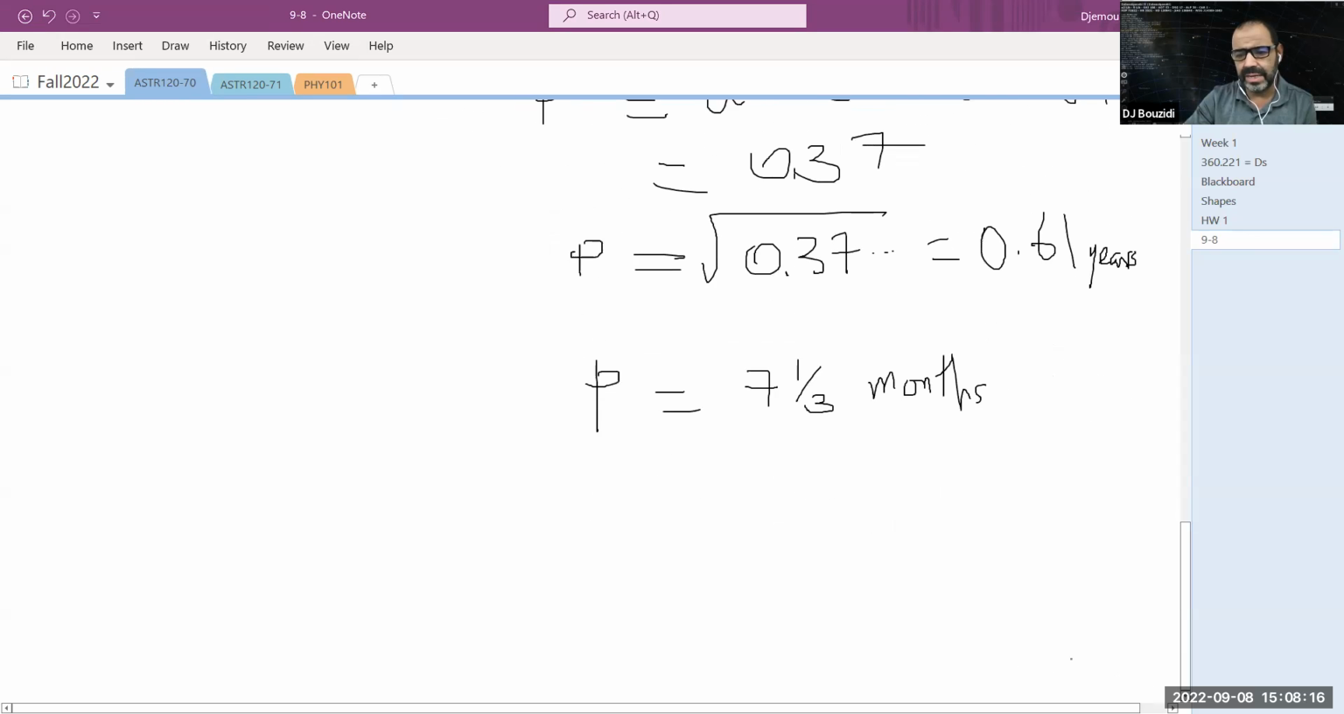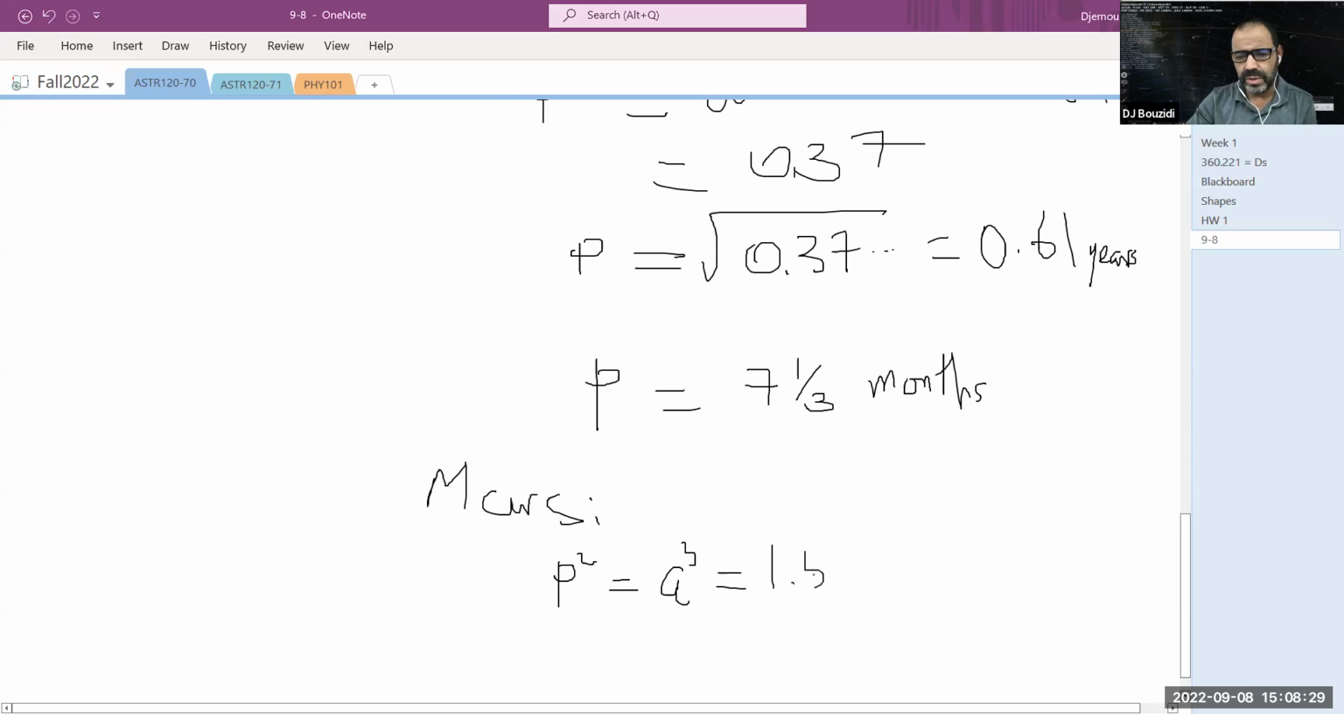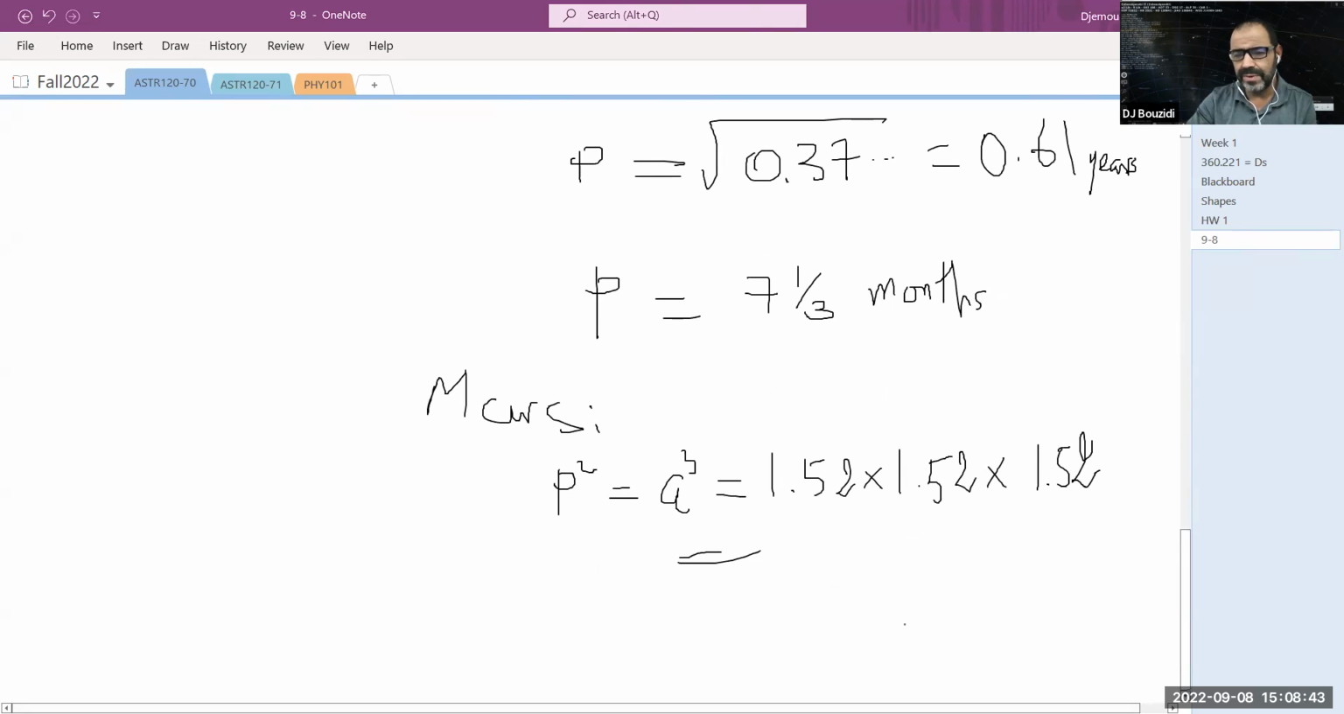So let me take another example. Just take Mars, for example. Mars, same thing. We're going to say p squared for Mars is equal to a cubed. We know a for Mars is 1.52. It's a little bit further than the Earth is. So again, I'm going to cube, because this number is more than 1. So the year on Mars is going to be more than the year on the Earth. So let's take 1.52 and cube it, or multiply it 3 times by itself.